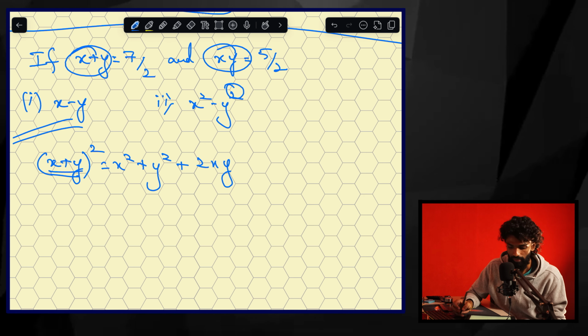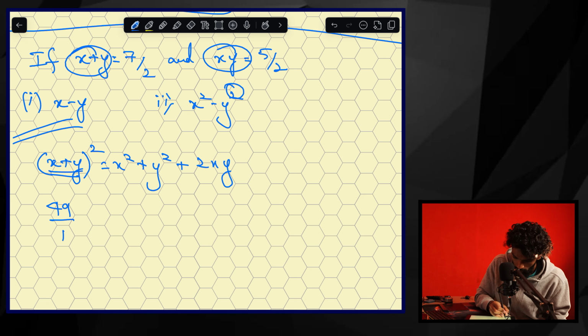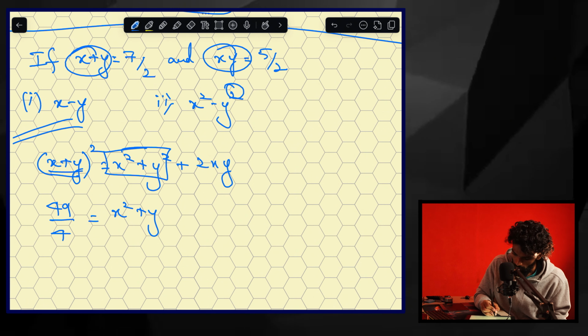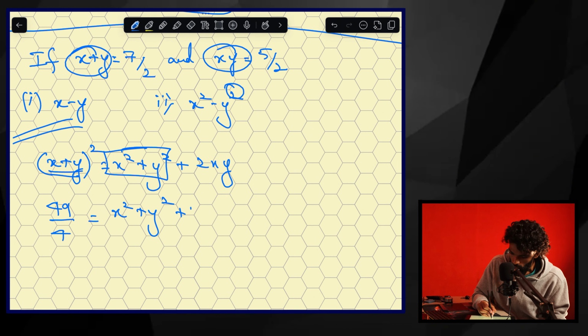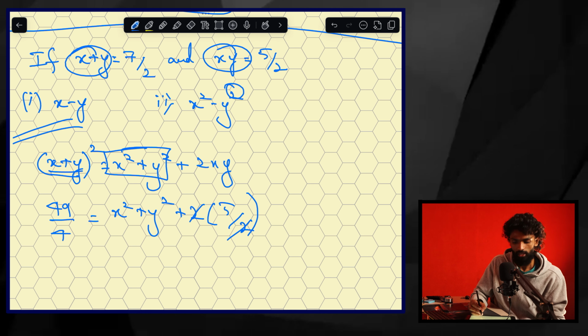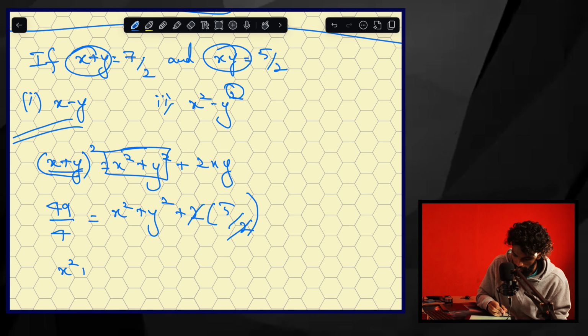Automatically, the left hand side inside the bracket, you'll know the answer. What is it? 7 by 2. 7 by 2 the whole square gives me 49 by 4. Done. Equals, this part I don't know. No problem. x square plus y square plus 2 into xy's value, which is 5 by 2. 2 gets cancelled. The answer is 5. So, in step number 0, I will be able to find the value for x square plus y square.